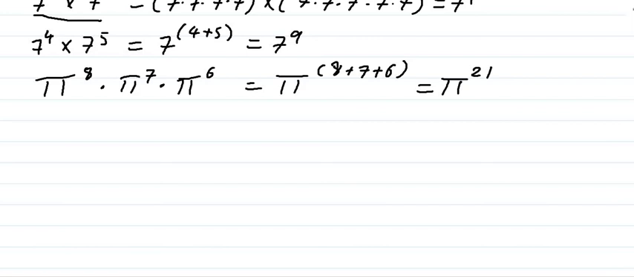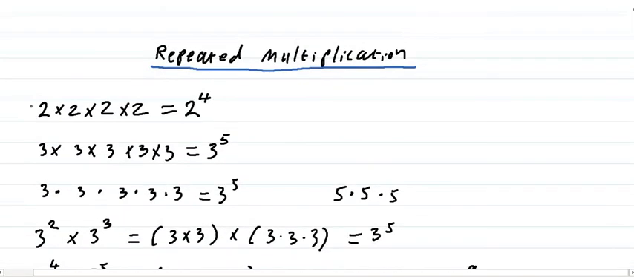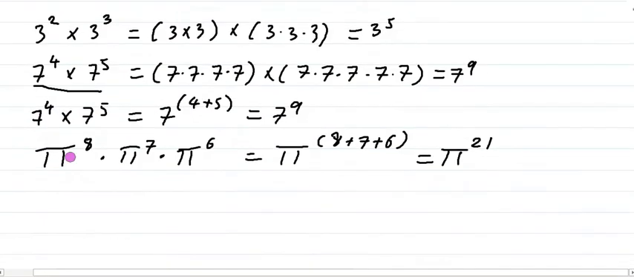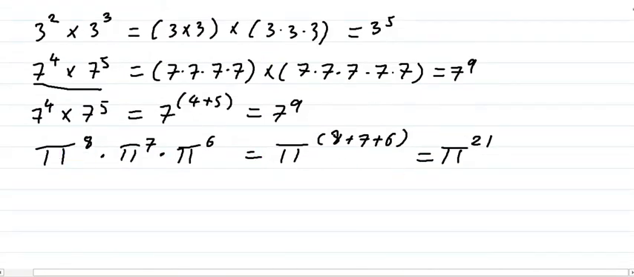The only other thing to say at this point about multiplying powers together is that it only works if we use the same number base. If you notice, every single one of these uses the same number base. All 2's in this case, all 3's in this case, all 7's in this case, all pi's in this case.